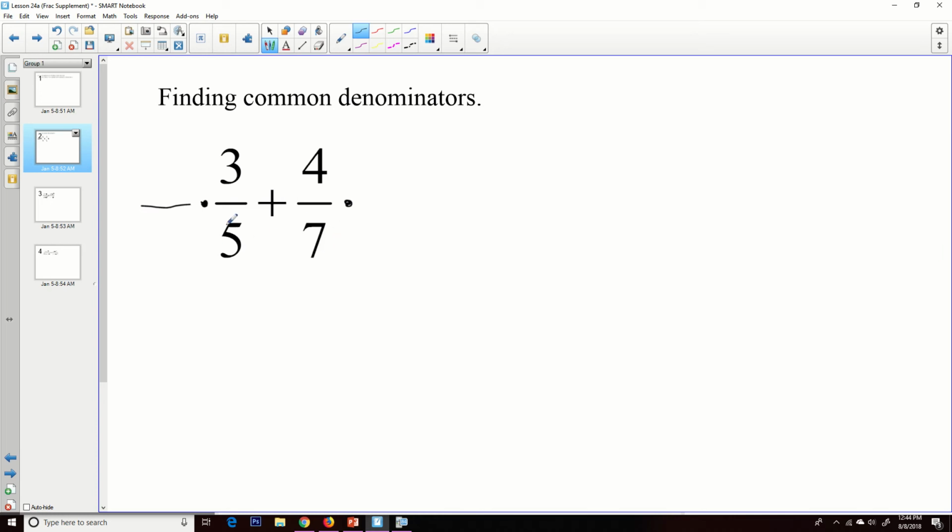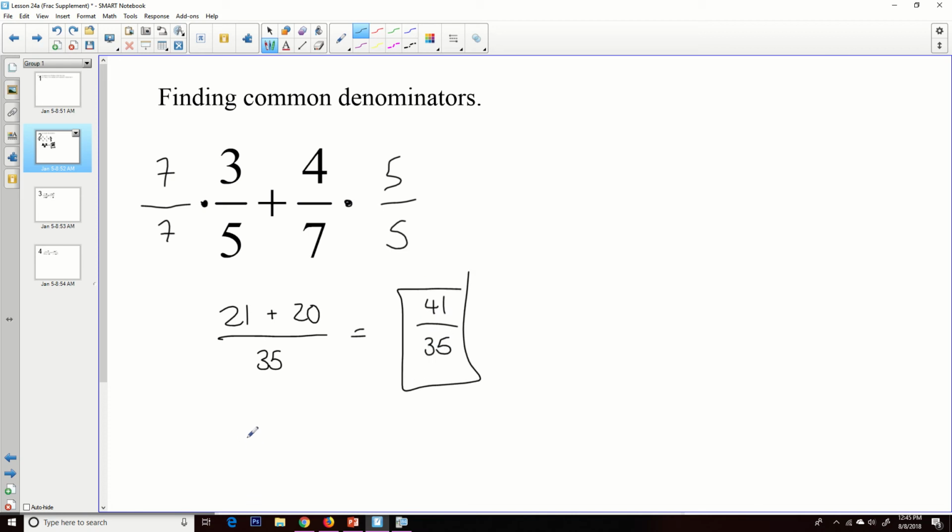So here, since I want to change 3/5 into something in terms of 35ths, I'm going to multiply by 7 over 7. And over here, I'm going to multiply by 5 over 5. So 7 times 3 is 21. 5 times 4 is 20. And then I get 35 on the bottom for both of these because 7 times 5 is 35, and 7 times 5 is 35, giving me a final answer of 41 over 35. And I don't think I can reduce that, so we'll leave it as that.